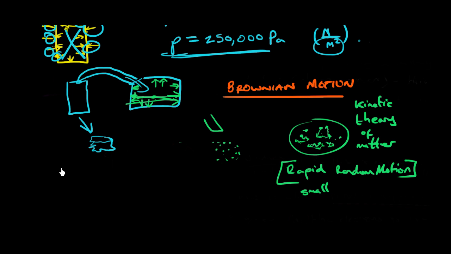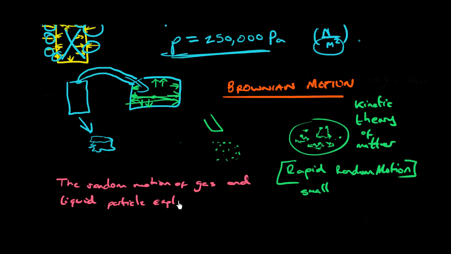So we can say it like this: the random motion of gas and liquid particles explains why pressure acts in all directions at any point.